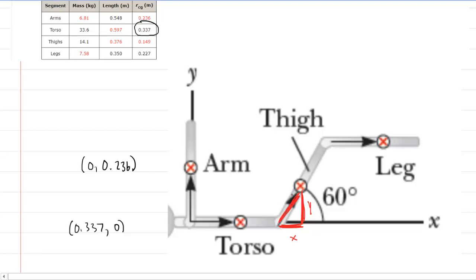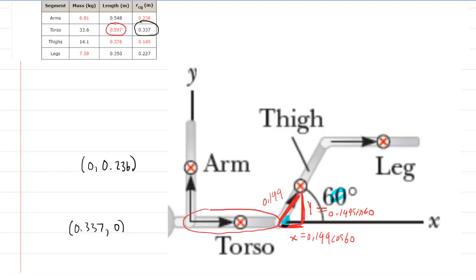Now the length of that hypotenuse is the length of the vector for the center of gravity of the thigh, and that is given as 0.149. We know that the angle inside right there is 60 degrees. It's marked in the diagram. So that means that this little x distance, because it's adjacent to the 60-degree angle, is going to be 0.149 cosine of 60. And then the y is going to be 0.149 sine of 60 because it's opposite of that 60-degree angle. So again, for the x-coordinate for the thigh, you're going to have to add the length of the torso, which is that number right there, plus this 0.149 cosine 60.